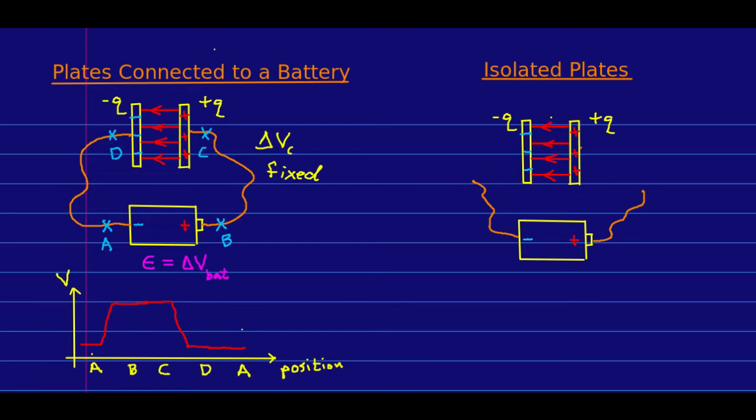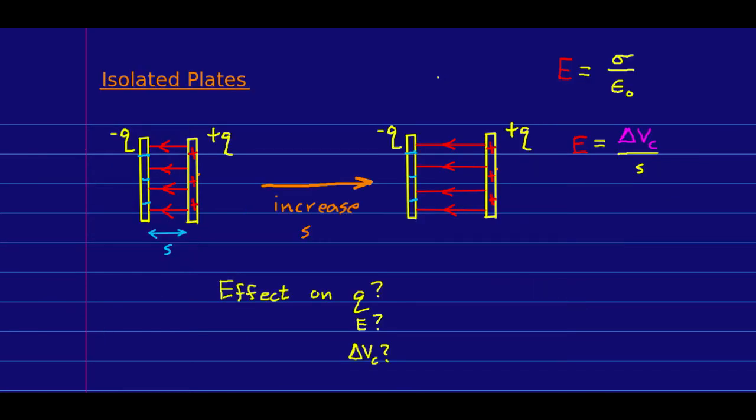On the other hand, if we've charged the capacitor and then disconnected it from the battery, now the plates are isolated, electrically isolated. And so, like any isolated objects, they can't exchange charge with their environment. And so in this case now, the charge on the plates is fixed. It's really important when you're thinking about changing conditions in a capacitor to keep in mind what's fixed. So let's look at the isolated plates case. Remember that what is fixed here is the charge on the plates.